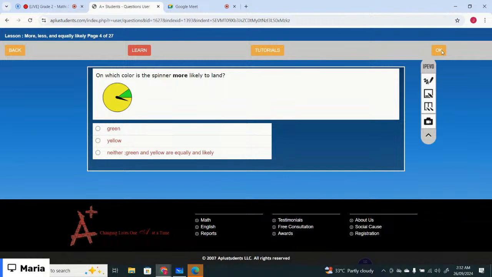The correct option is more likely to land on yellow, because more portion is yellow, so it will more likely land on yellow. Got it? The correct option is yellow. The more portion means it will more likely land on the one that has more portion, right? The next one is on which color is the spinner more likely to land? So which is the correct option?